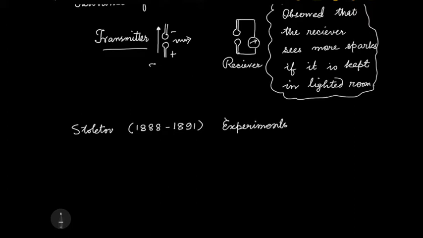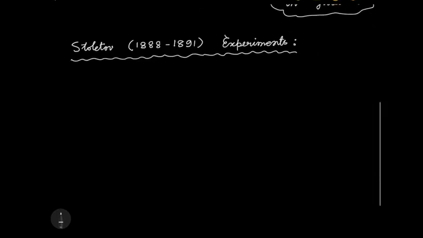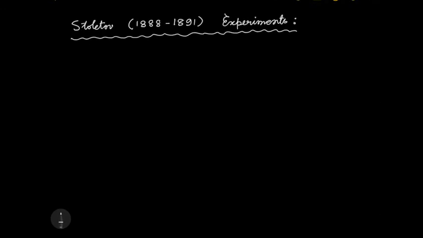And we need to discuss this in a little more detail, because this is where qualitative properties are learned for the first time. So he devised a setup, and the basic setup we use today is almost the same. You have an experiment in your PHY-101 physics lab, which essentially uses the same setup to reproduce the exact same result as Stoletov saw.